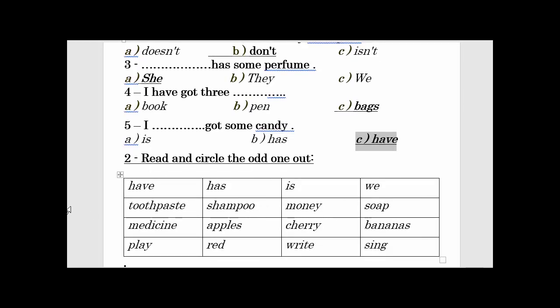Let's move to question number 2. Read and circle the odd one out. Have, has, is, we. Have, has, and is are verbs, so the odd one is we. Excellent.